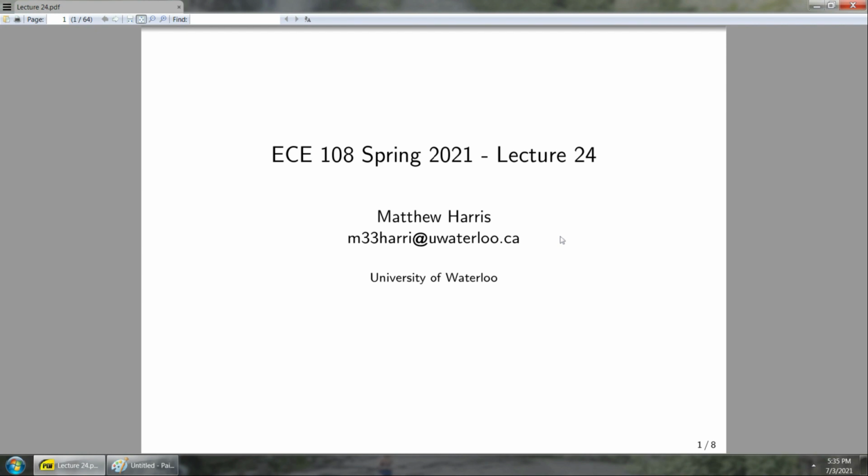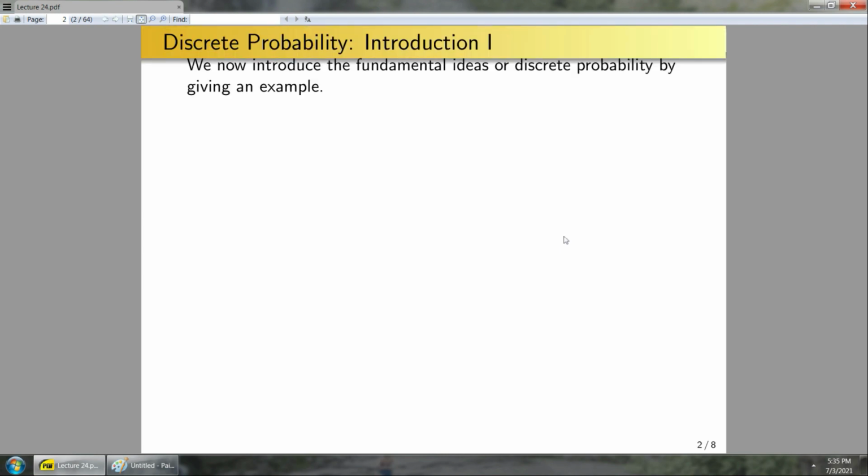In this lecture, we're going to introduce the basic ideas behind discrete probability, and don't worry, you will get lots of practice doing combinatorics problems for the rest of the term, so you get to keep honing your combinatorics skills. Okay, so we're going to introduce the fundamental idea of discrete probability by giving an example.